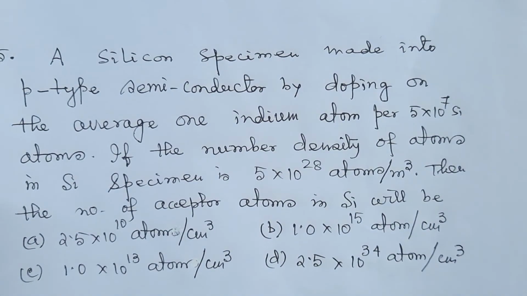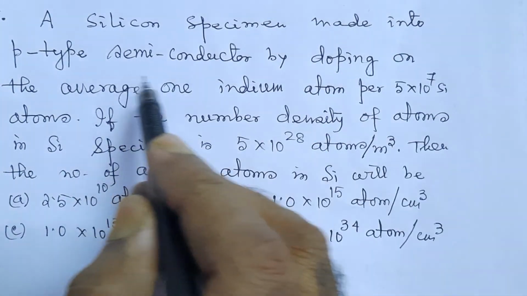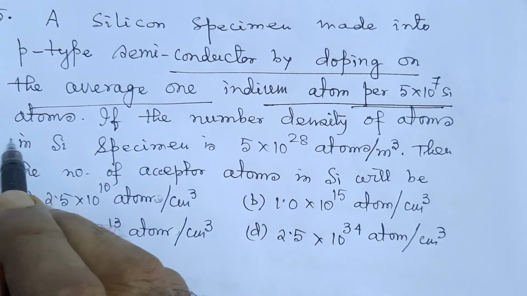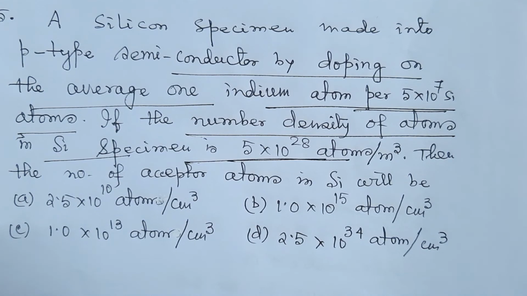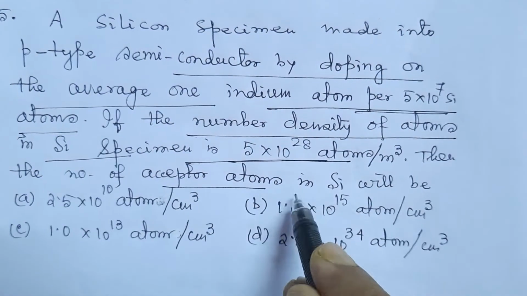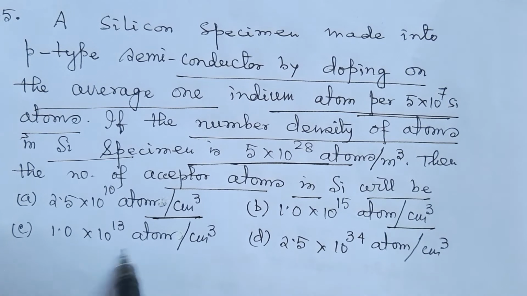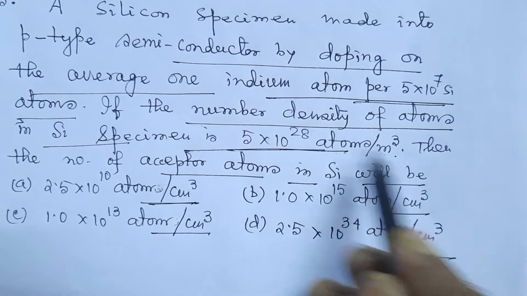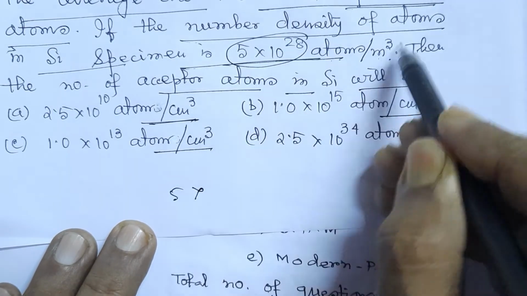Now let us see the last question. That is the 45th question of the lot. What we see: a silicon specimen made into p-type semiconductor by doping, on an average, 1 indium atom per 5 into 10 to the 7 silicon atoms. If the number density of atoms in the silicon specimen is 5 into 10 to the power 28 per meter cube, then the number of acceptor atoms in silicon will be. All options are in atoms per centimeter cube, but here the specimen is given in atoms per meter cube. So the number density of atoms in silicon is 5 into 10 to the power 28 atoms per meter cube.